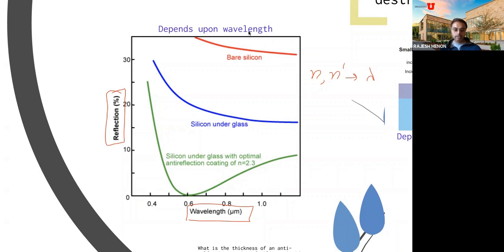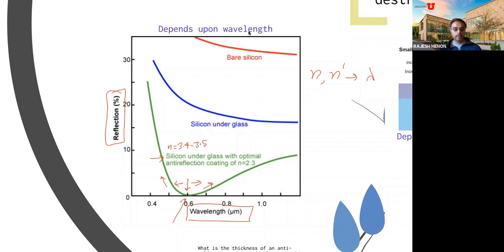So these are a few examples. The interesting example, let's start with the green curve, is silicon under glass with an optimal anti-reflection coating. Refractive index n is 2.3. The index of silicon is about 3.4 or 3.5, as I was saying before. So you can see that the reflectivity here goes to 0, but it only happens at one wavelength, in this case 0.6 microns, in the green, yellow, red wavelength. As I go away from this wavelength, the reflectivity starts going up, right? So this is something we have to be aware of and careful about when we do the design.